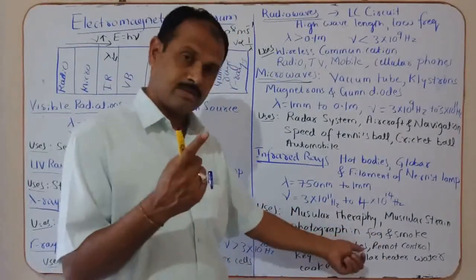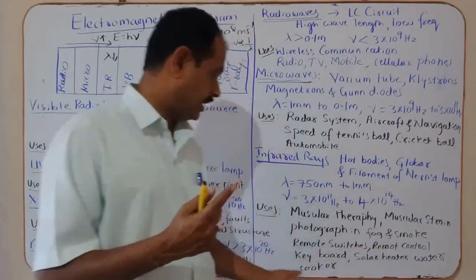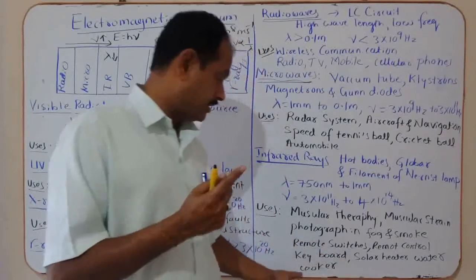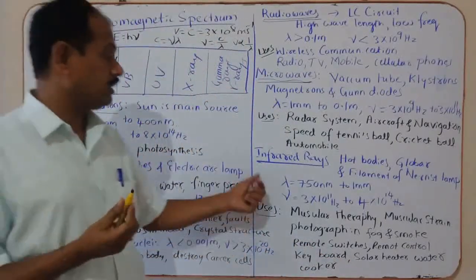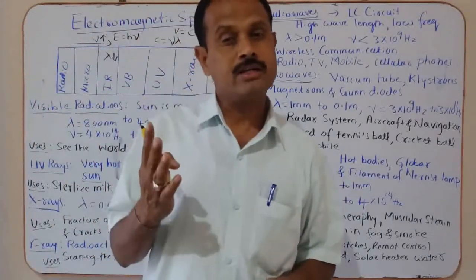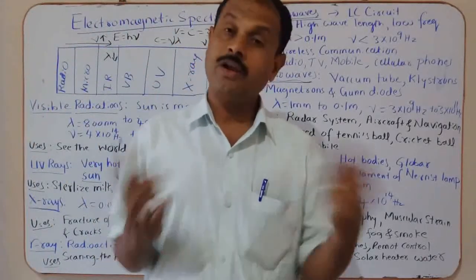Also, remote switches are used in remote control and remote control keyboards, and infrared is used in solar water heaters and cookers. Usually when you observe an object in fog and smoke, that is an IR binocular, an infrared binocular.